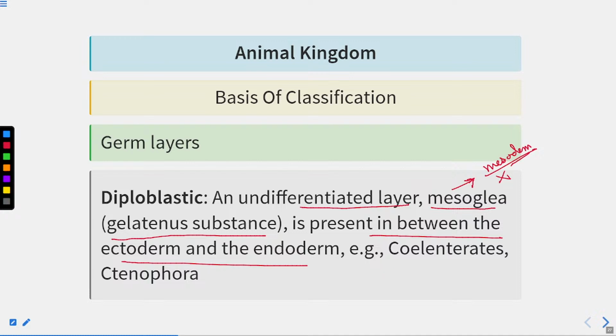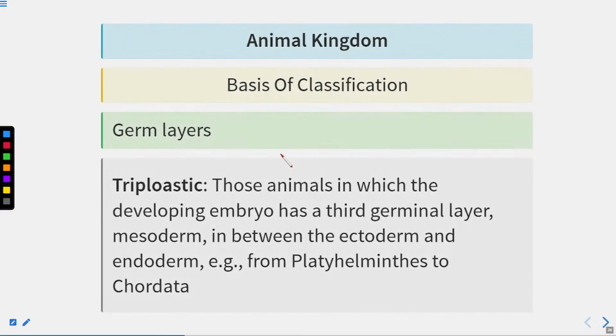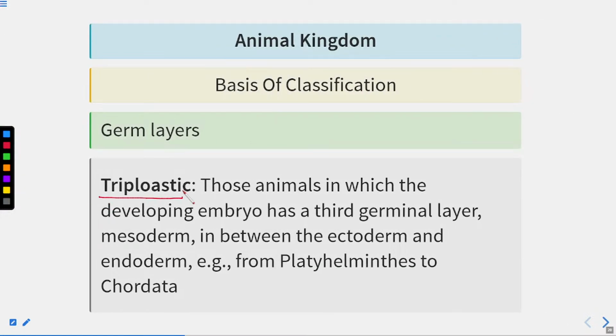Examples of diploblastic animals are coelenterates and ctenophora. Coelenterates and ctenophora have these diploblastic germ layers. Next is the triploblastic. Those animals in which the developing embryo has a third germinal layer, that is mesoderm, in between the ectoderm and endoderm, right?